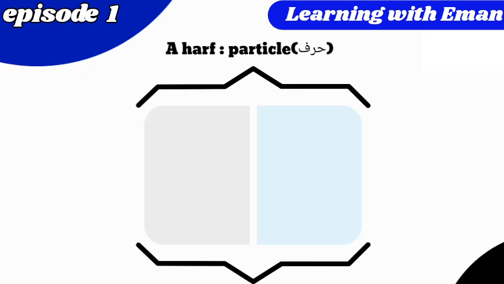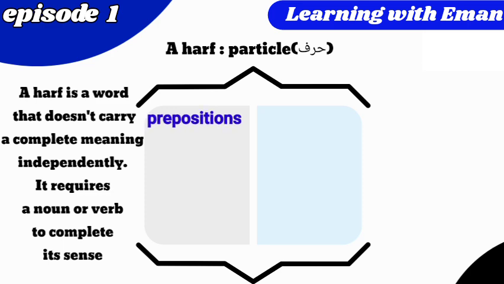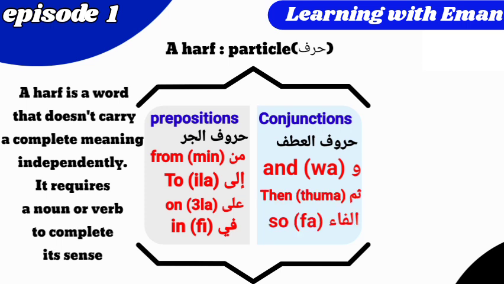Here's a more detailed explanation. A harf is a word that doesn't carry a complete meaning independently. It requires a noun or verb to complete its sense. So, particles in Arabic can be categorized into prepositions and conjunctions. Prepositions in Arabic known as حروف الجر like من، إلى، على، في, and conjunctions in Arabic known as حروف العطف like واو، ثم، الفاء.